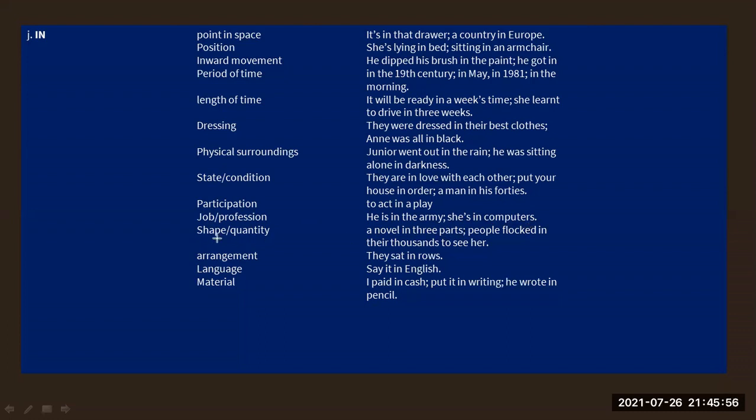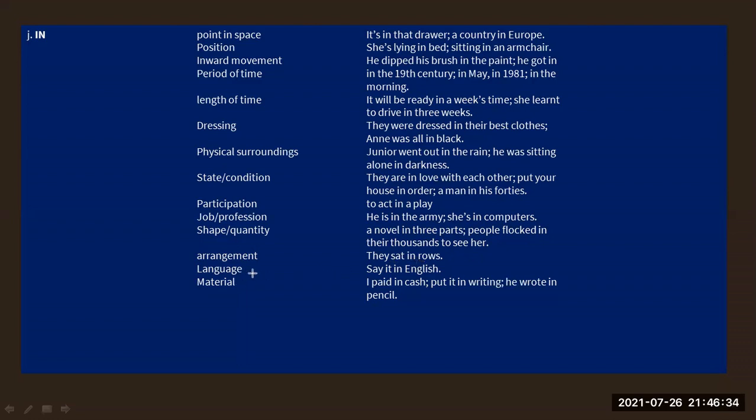Then talking about shape or quantity of something. For example, a novel in 3 parts. You are talking about the shape or the structure of the novel in 3 parts. People flocked in their thousands to see her. In their thousands. That's talking about quantity now. To indicate arrangement, they sat in rows. They sat in rows, how the seating arrangement was made.